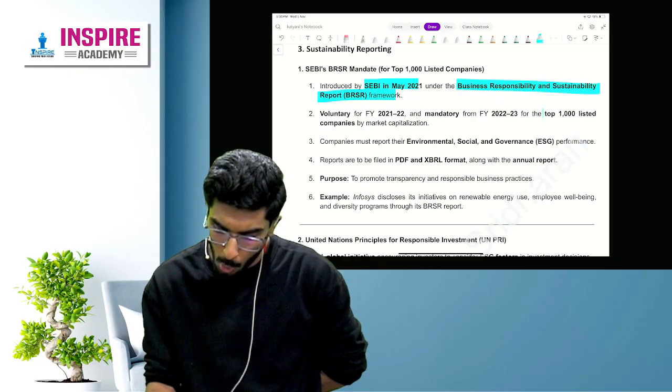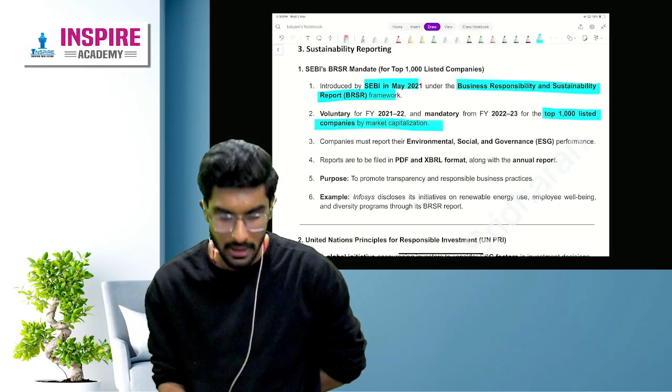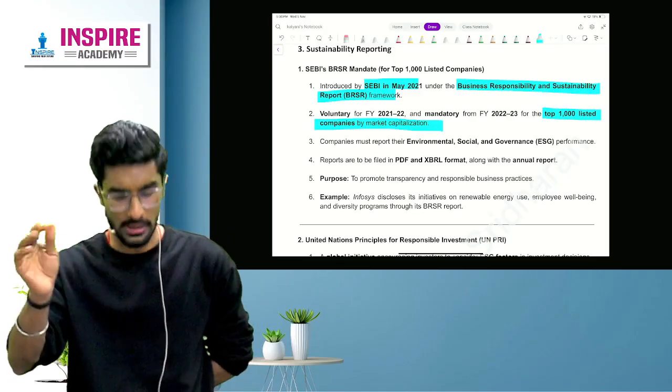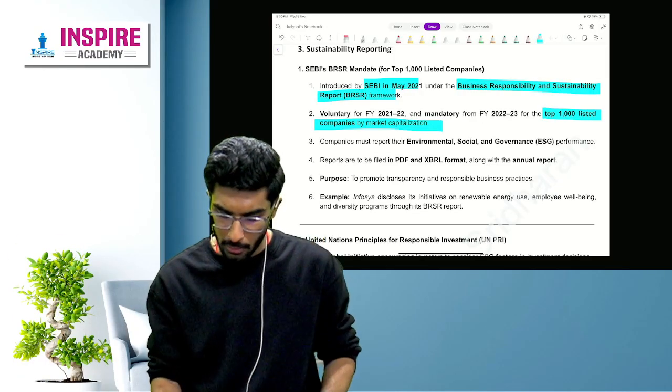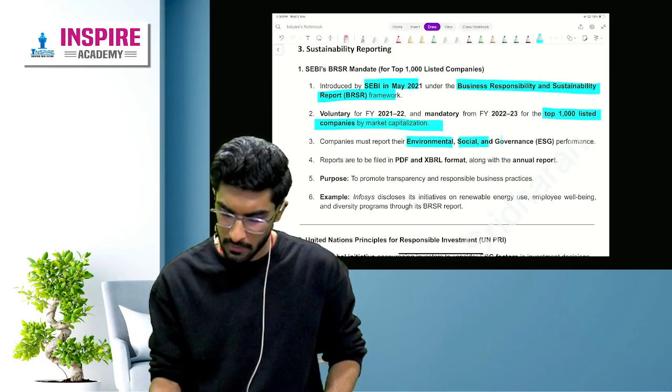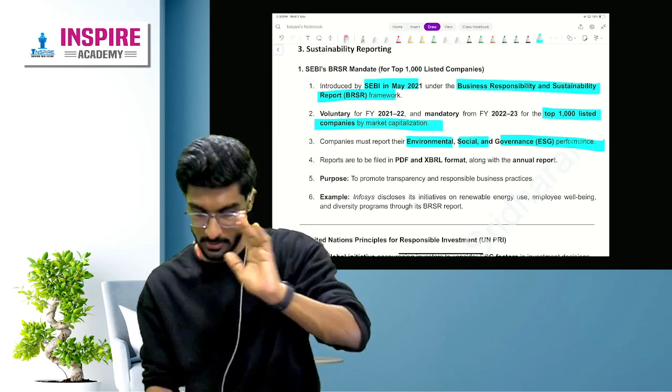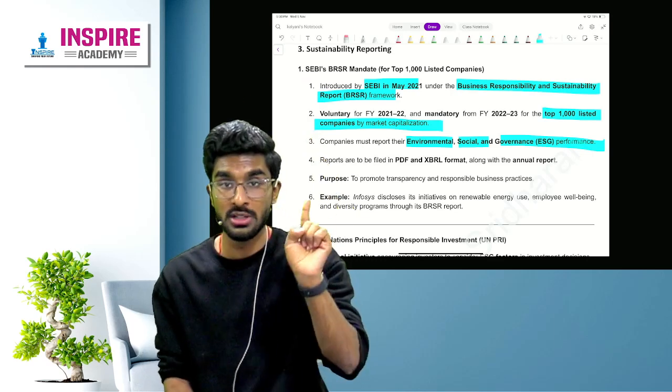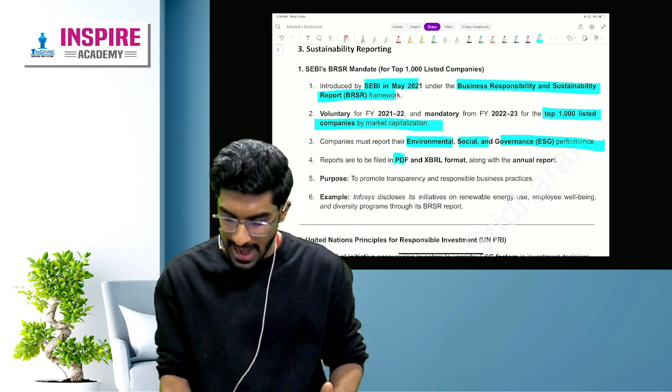For the top 1000 listed companies it is mandatory. Other companies it is voluntary. Companies must report their environmental, social and governance performance based on those 9 principles. Yes or no? Reports are filed in PDF and XBRL format.